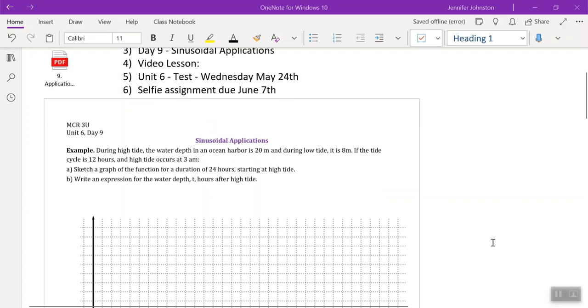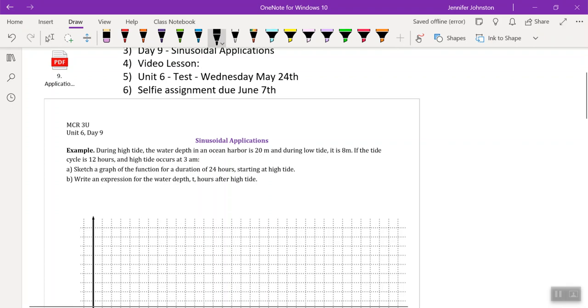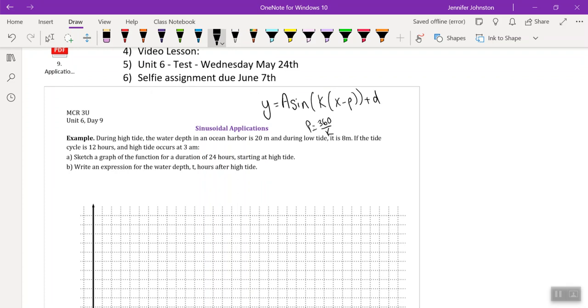So the first thing we're going to start off with is the formula. The formula for sinusoidal functions is y is equal to, and then we start with a capital A for amplitude, sine, bracket, and then our k, which is where we find our period, because our period is equal to 360 divided by k. And then we have bracket x minus p, which is our phase shift, and then plus d, which is our displacement. P for phase shift, D for displacement.